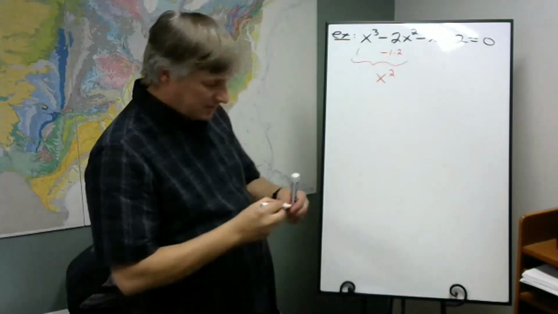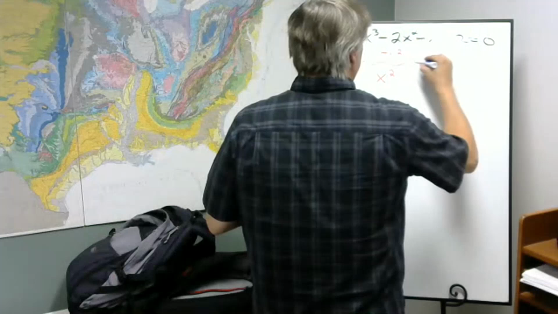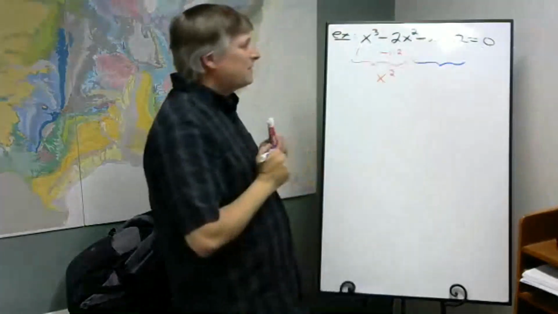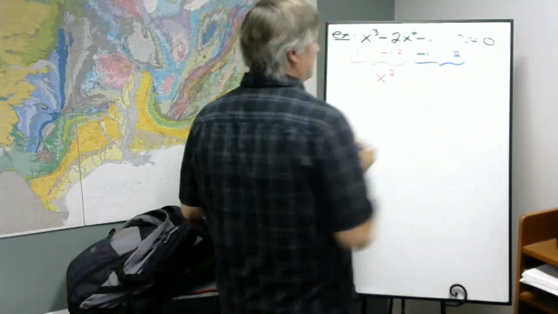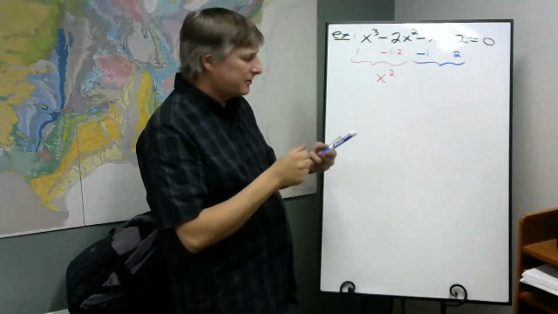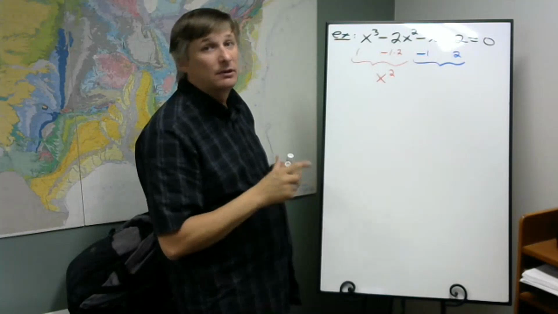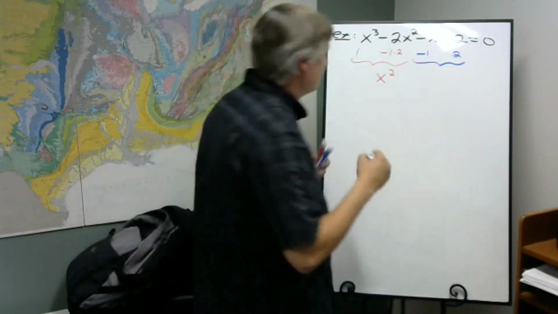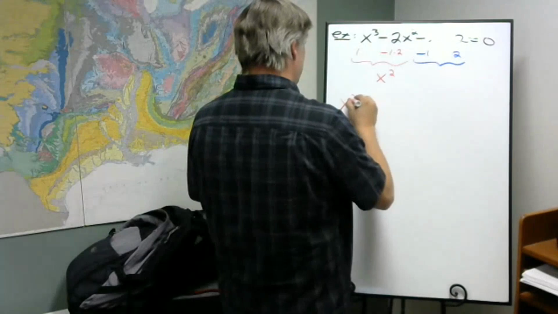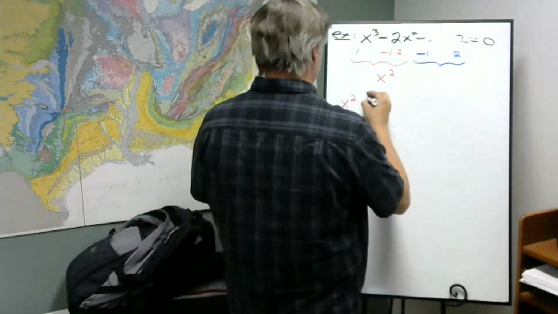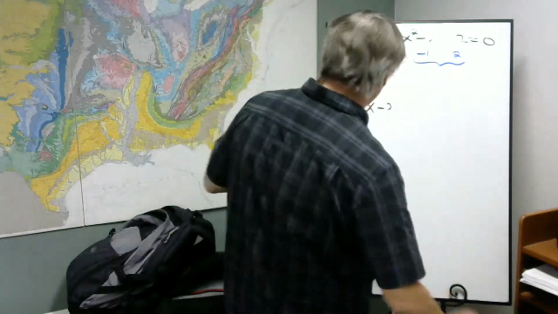Okay. Now let's take a look at this other side though. Well, nothing in terms of variables, and as far as numbers go, nothing there either. So no extraction for that group yet. So let's rewrite this. We'll pull out an x squared. Oops, getting a little ahead of myself.